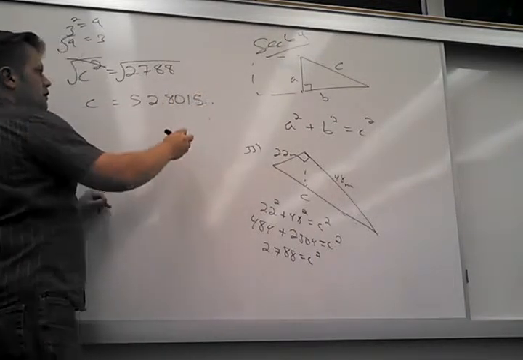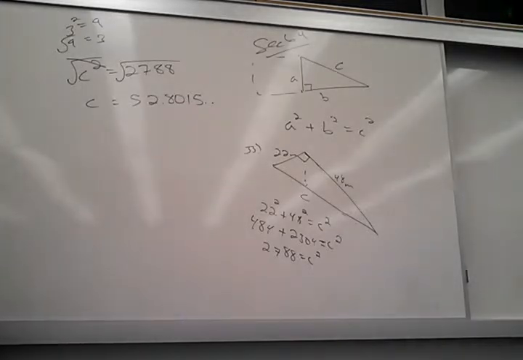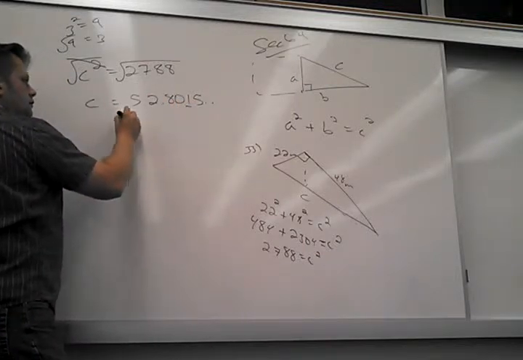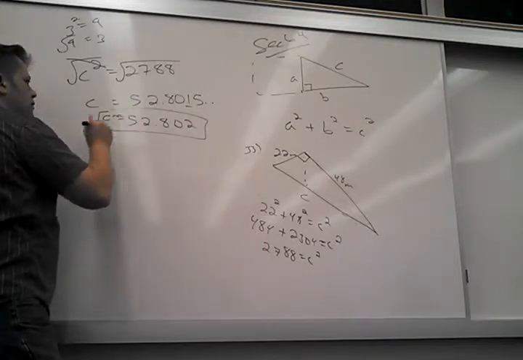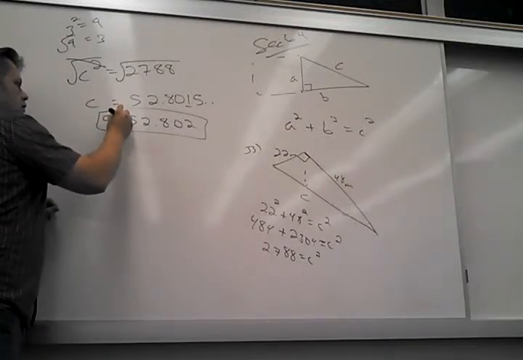52.8015, and so on. So it says to the nearest thousandth in the instruction. So which number is in the thousandth place? The 1. So what are you going to round that to? 2. I gave it away. So C is approximately 52.802.